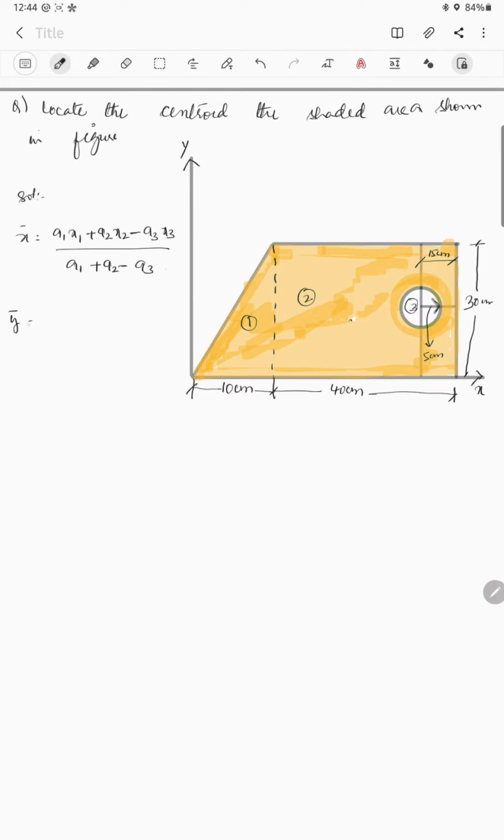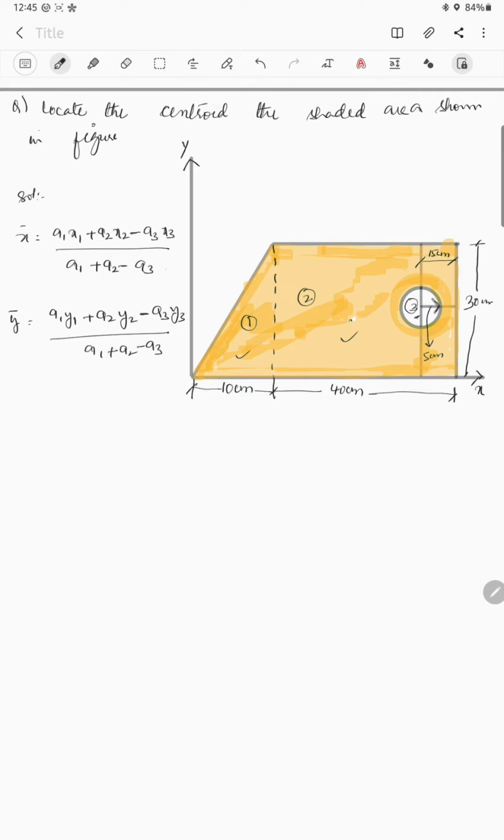Similarly, y bar will be equal to (a1 y1 plus a2 y2 minus a3 y3) whole divided by (a1 plus a2 minus a3). How are we getting these values? The first two are positive and the third one is negative. Why? Because we are taking this figure and this figure totally, and we are removing this third figure, which is a circle.